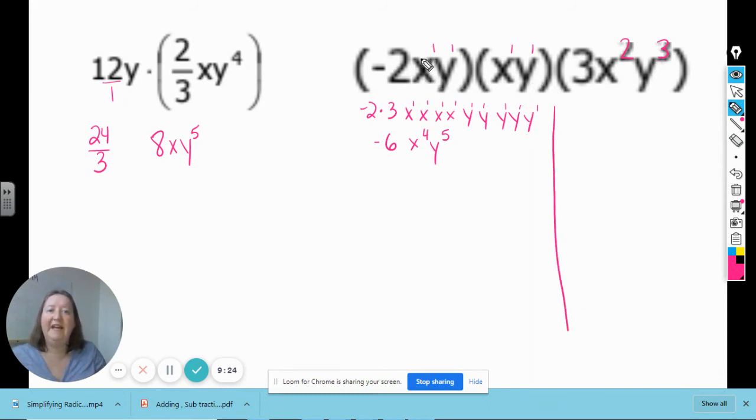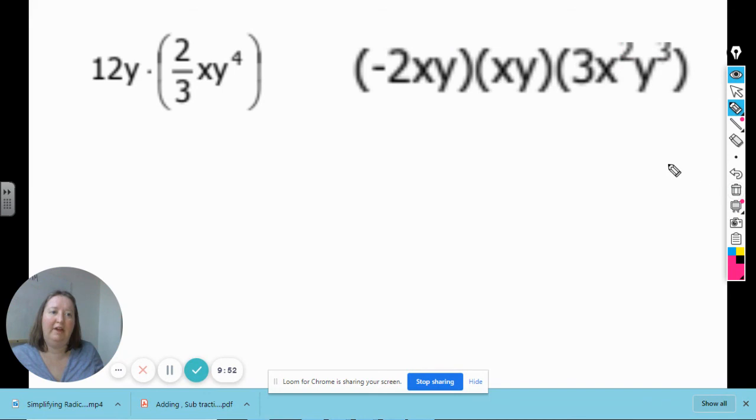I'm doing it again in another fashion here. Negative 6, and then x to the 1 plus 1 plus 2, and the y to the 1 plus 1 plus 3. So negative 6 x to the 4, y to the 5. Okay, however you want to get your answer, those are all valid ways.